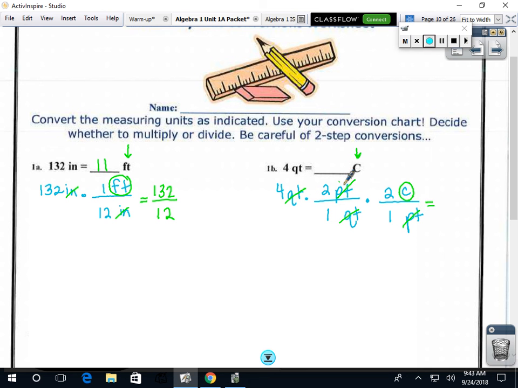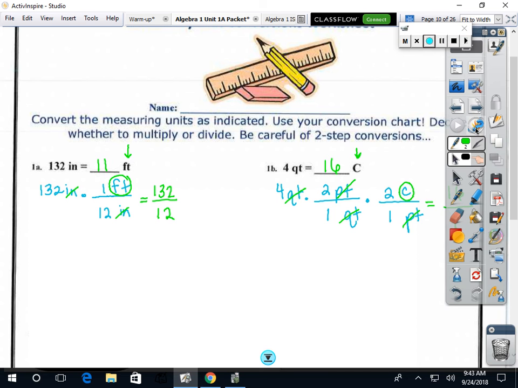What is 4 times 2 times 2? 16. And then on the bottom, you just have 1 times 1, so it's 16 cups. So if 4 quarts equals 16 cups, what is 1 quart equal to in cups? 4. Okay, any questions so far? All right, now let's go to 2A and 2B.